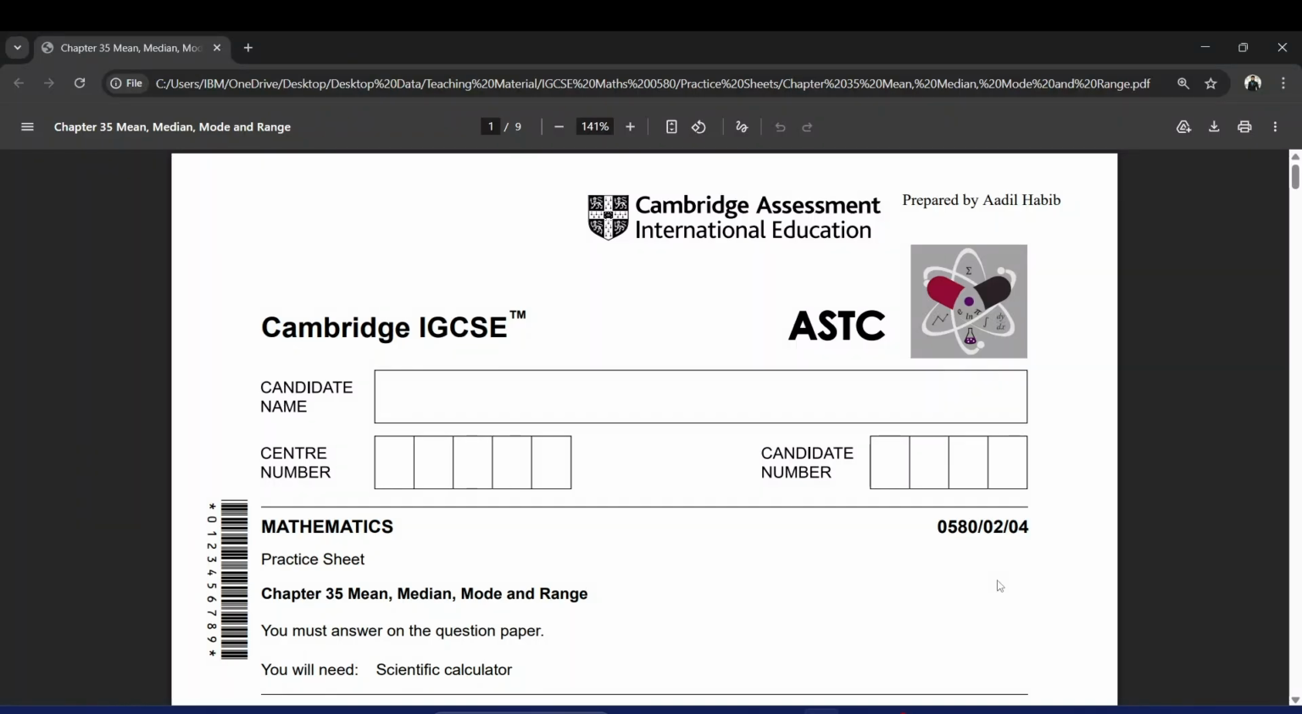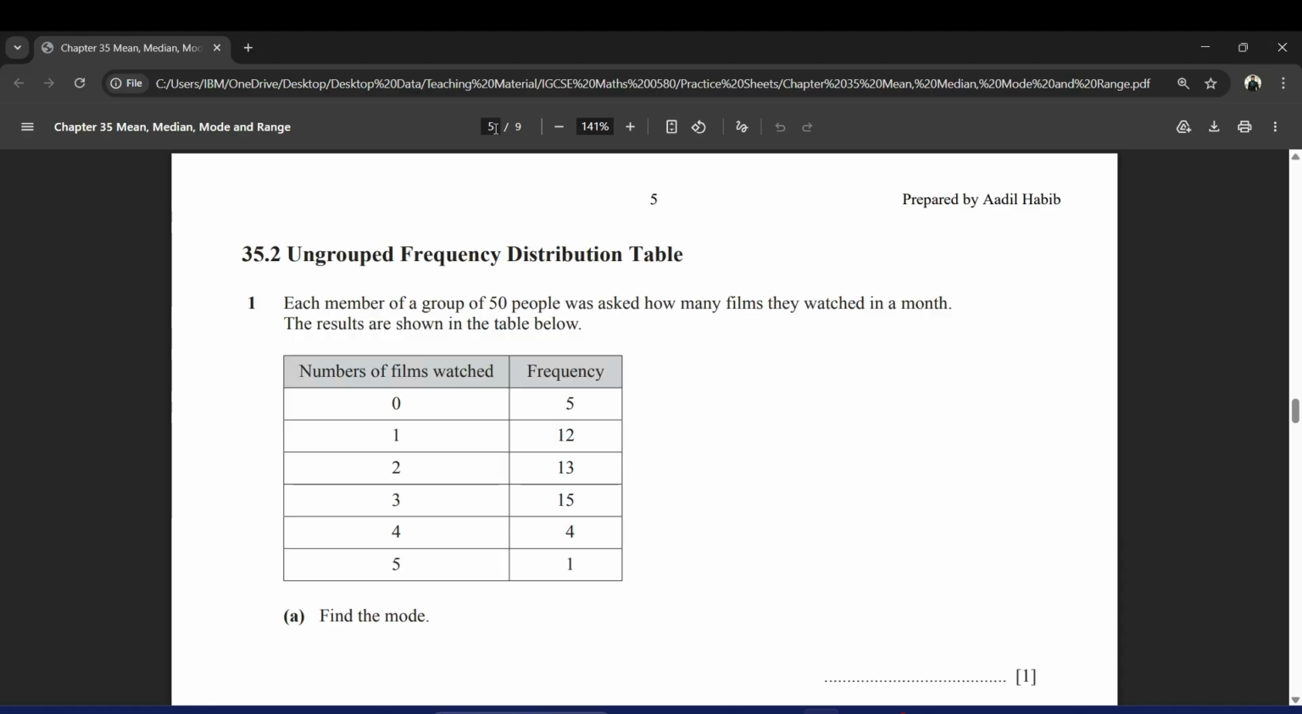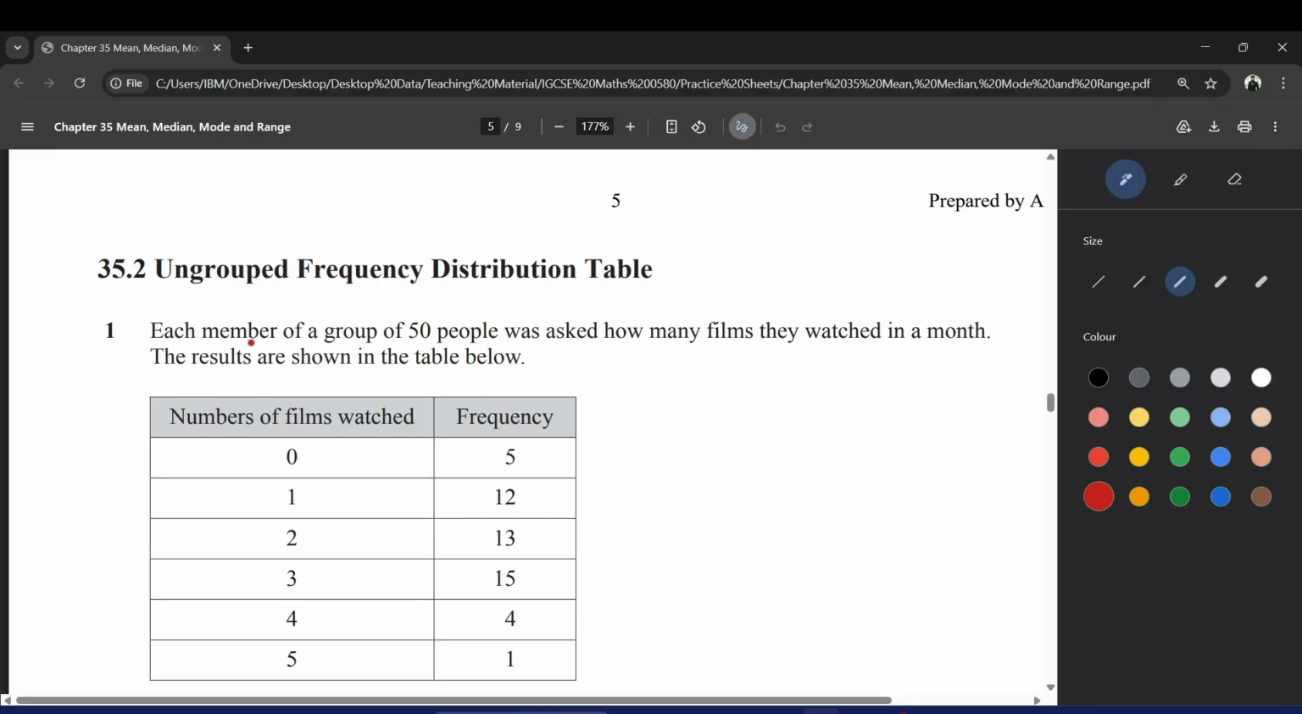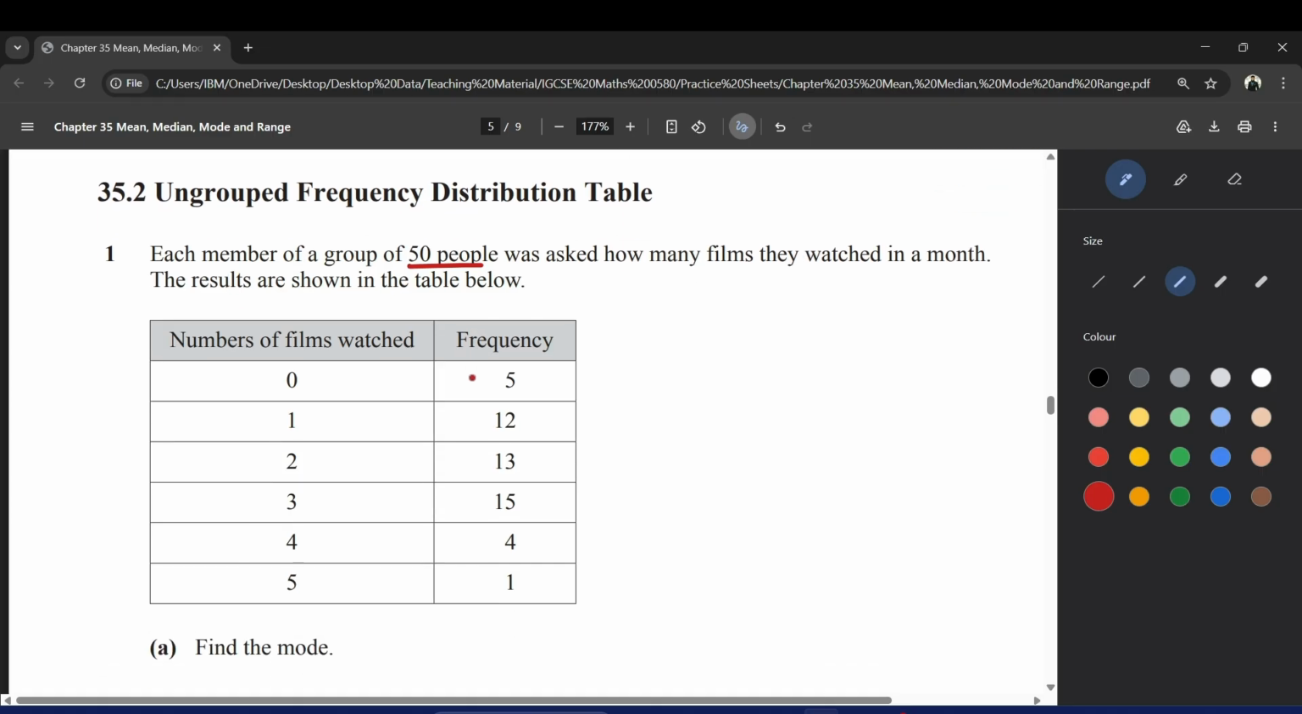All right. So now that our lecture is done, let us start some questions related to today's topic. Question number one is, each member of a group of 50 people was asked how many films they watched in a month. The results are shown in the table. So you have a frequency table. Your data goes from 0 all the way to 5, and this is the frequency. It says find the mode.